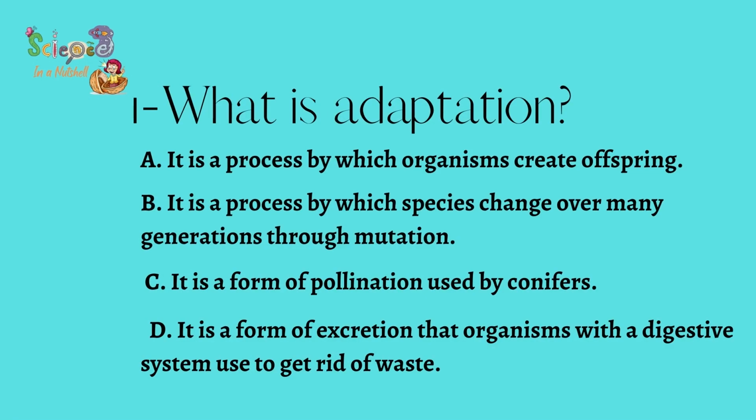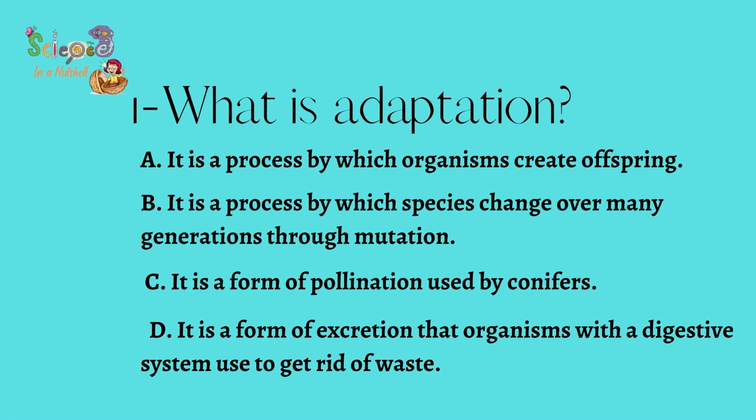So here we have, what is adaptation? Let's read the 4 choices and see which one is the right one. Number 1, it is a process by which organisms create offspring, or it is a process by which species change over many generations through mutation. I think you now know what is the right answer. However, for us to make sure that this is the right answer, we need to read the whole 4 choices.